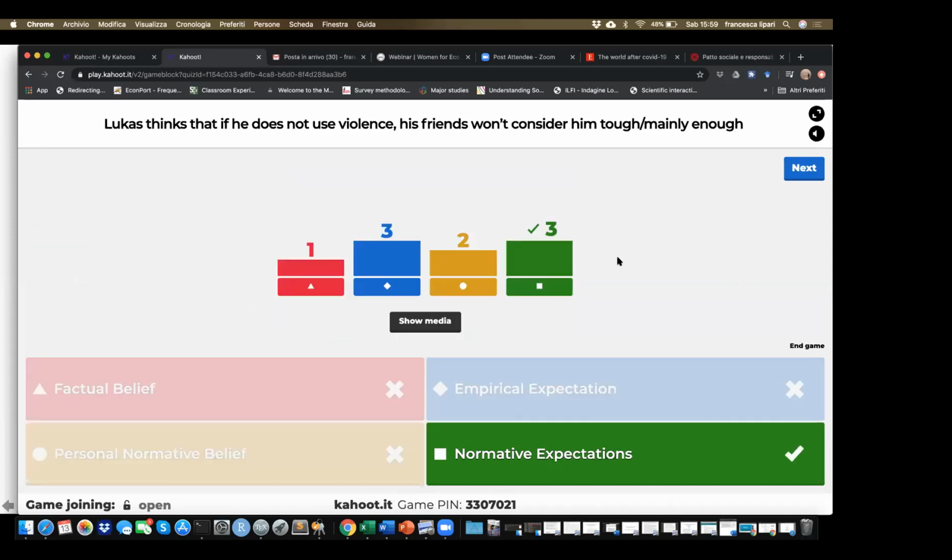So the correct answer was a normative expectation. Why is that? Because first, the behavior here is not using violence. And he thinks that if he is not going to use violence, they are going to somehow punish him. His friends won't consider him tough or manly enough. So this is a punishment, like a social punishment. You are not worthy to be representing our male and empowered social group. Okay.